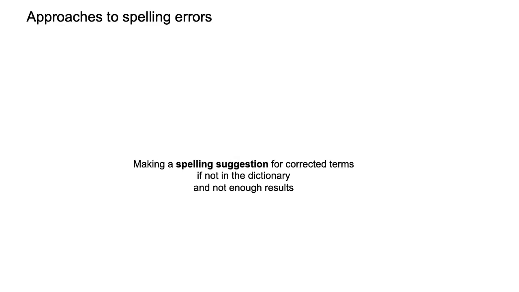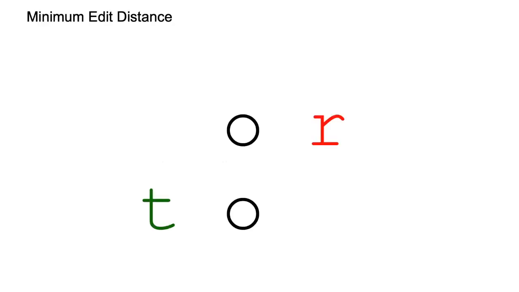And then you can also make a spelling suggestion, so not actually fix it, but just suggest to fix it, right? So you still execute the original query, but the user has an opportunity to click to take the spelling suggestion. Now, how do we do this? Well, there are different approaches, so we are going to look at a few of them.